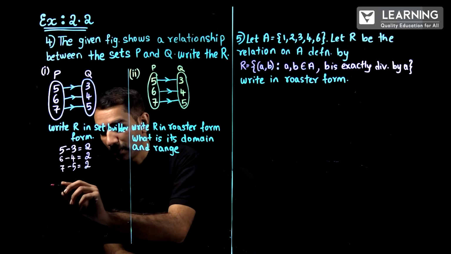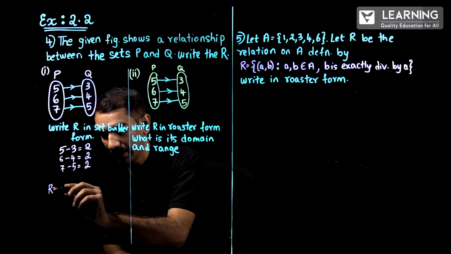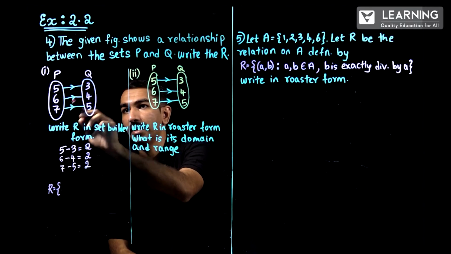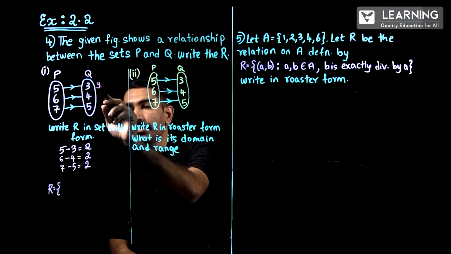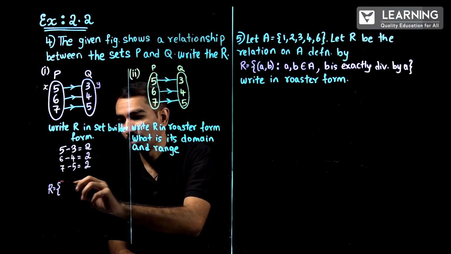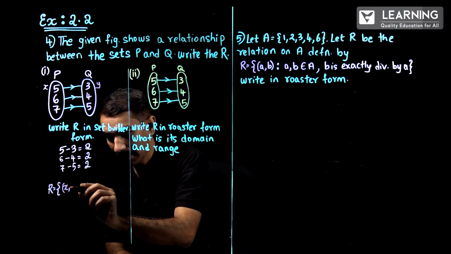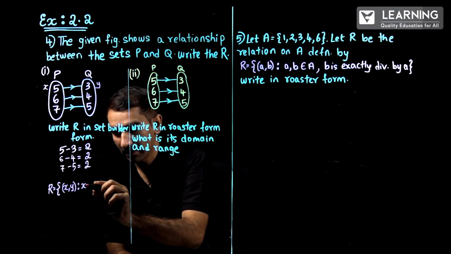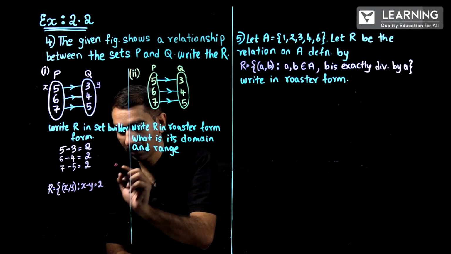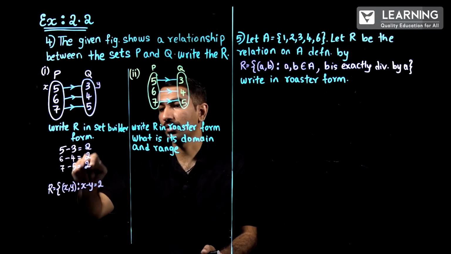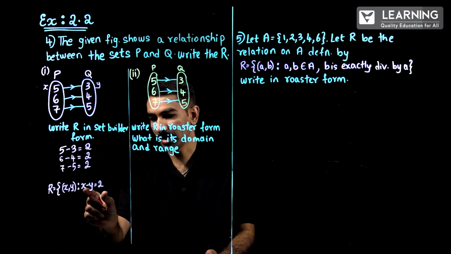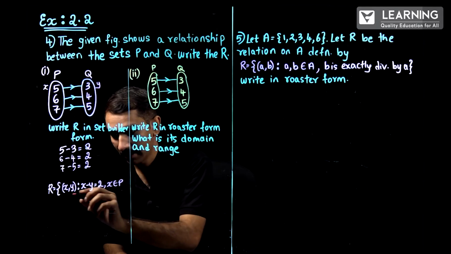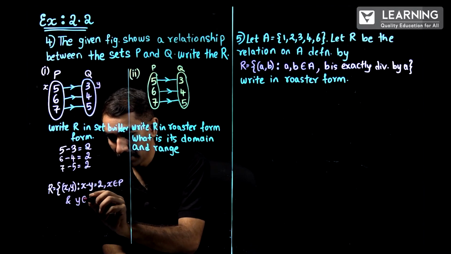So how do we do that? So we can write it like this, correct? So R equals, let all these elements be X and all these elements be Y, small x and small y. So R equals X comma Y such that X minus Y equals 2, correct? 5 minus 3, 2, 6 minus 4, 2, 7 minus 5, 2, such that X minus Y equals 2, comma, X belongs to P and Y belongs to Q.